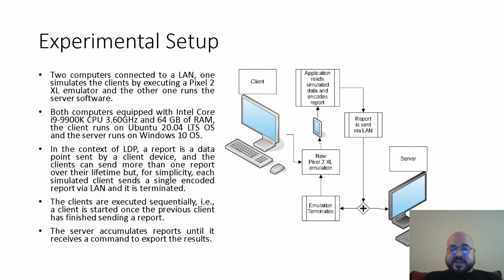While the server is parsing the report to store it, the emulation receives an ACK and terminates, and a new Pixel 2 emulation is started. This new Pixel 2 sends a new report, and so on. The process is repeated until we have sent all the reports we want to send.